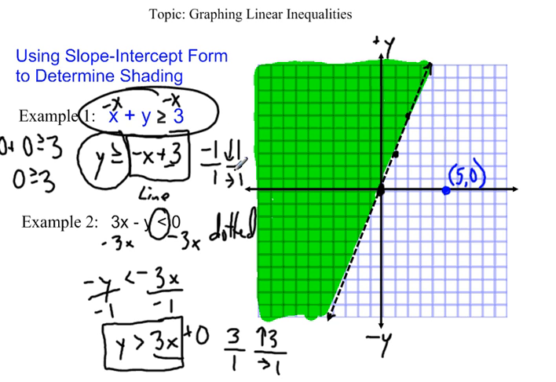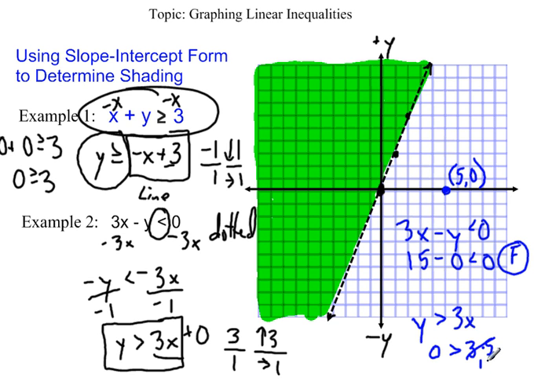Now I want to go back to the x. I can either do 3x minus y is less than 0, the original equation, or I can do y is greater than 3x, which is slope-intercept form of the same equation. So put a 5 in for x, I'm going to get 15 minus y, which is 0, is less than 0. That's false. Just put it down here in my transformed version: 0 is greater than 3 times 5, which is 15. It's false, no matter what I use.